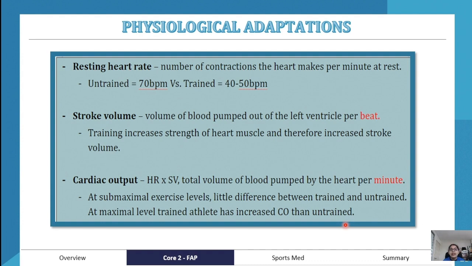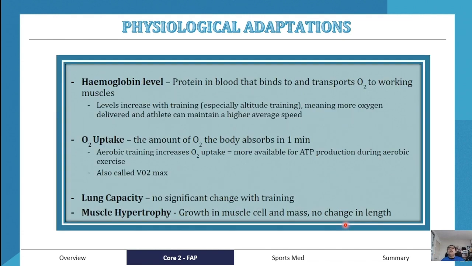And at submaximal exercise levels, there is little difference between trained and untrained athletes. Submaximal is not very intense, they may exercise regularly, for example. However, at a maximal level, a trained athlete does have higher cardiac output than an untrained athlete. And again, that would be because they're improving their stroke volume, and their resting heart rate is lower. So that's that.